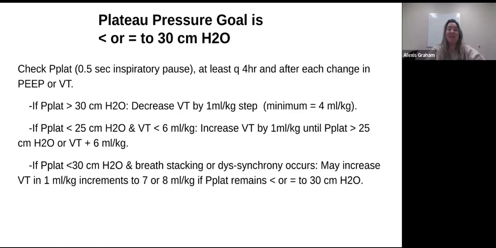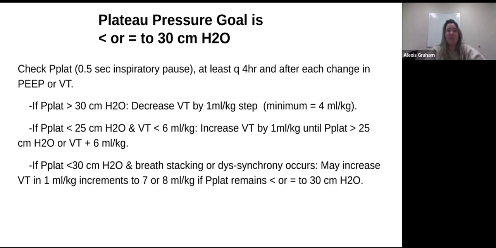If the plateau is less than 25 centimeters water pressure and the tidal volume is less than 6 milliliters per kilogram, increase the tidal volume in increments of 1 until the plateau pressure is greater than 25 or the tidal volume is 6 milliliters per kilogram of predicted body weight.